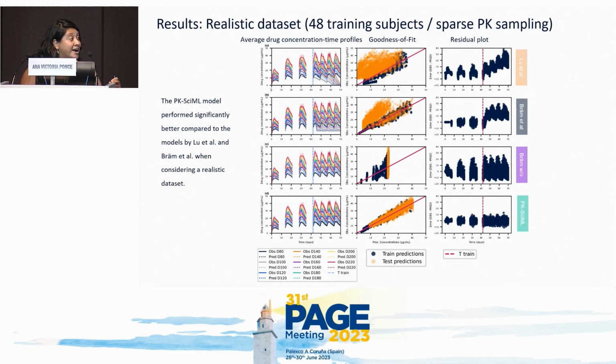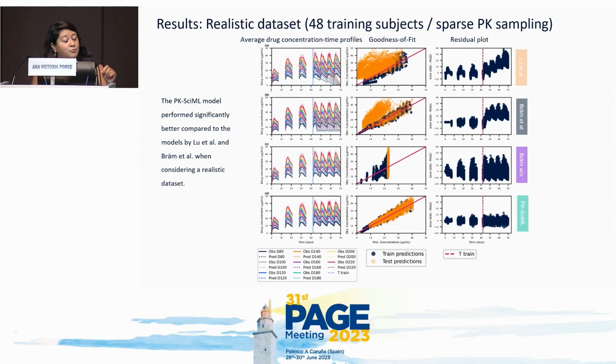So here, for our realistic data set, with 48 training subjects and sparse PK sampling, we can see that the model performance of all the models is quite different. For the Liu et al. and the Bram et al. architectures, after the training time, we can see that the error increases as the time progresses.